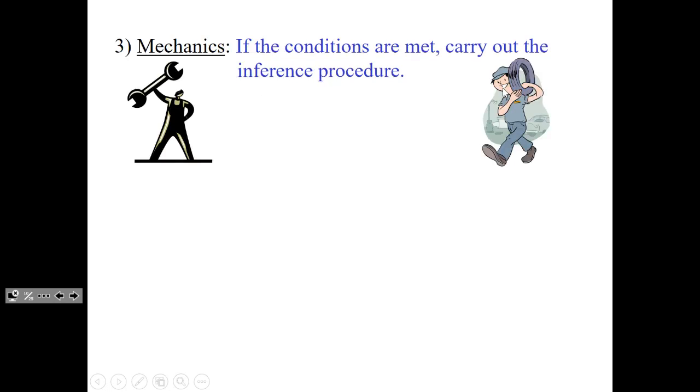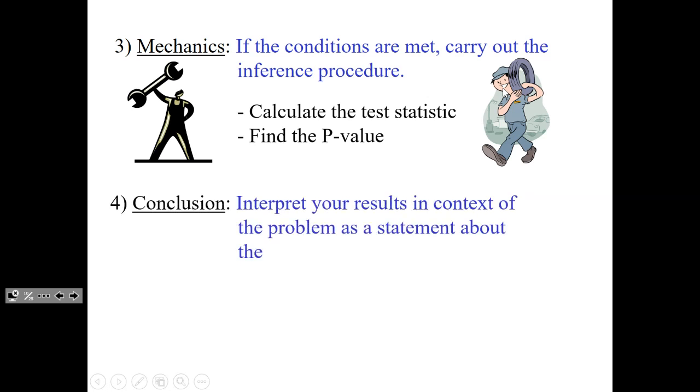Once I've met that, if I meet my conditions, then I can do the mechanics. Then I can carry out the actual inference procedure, which is going to be calculate the test statistic, find that z-score, and then find the p-value for that z-score. What was the probability of getting that result based on our hypothesis? Then state my conclusion. I want to interpret my results in context of the problem as a statement about the alternative hypothesis. The ending of my statement should have to do with whether or not I had evidence for the alternative. I'm also going to talk about the null, in that I either rejected it or I failed to reject it.